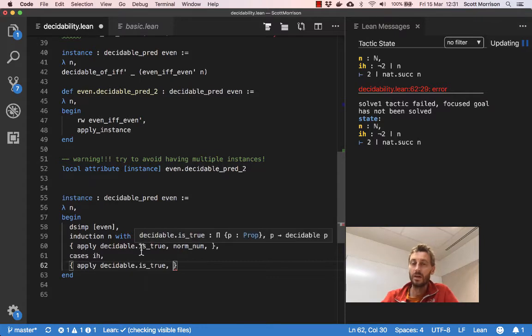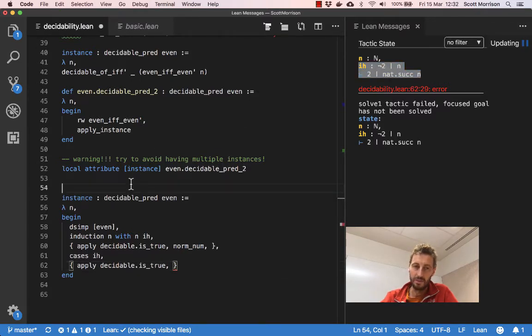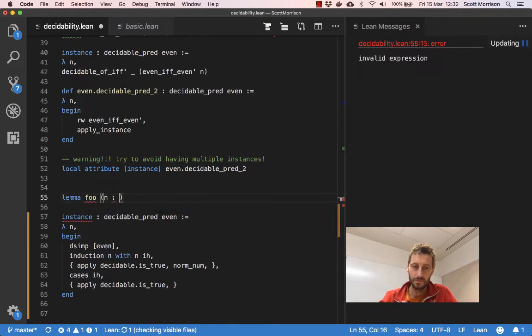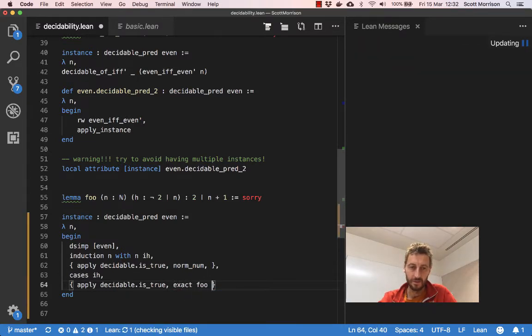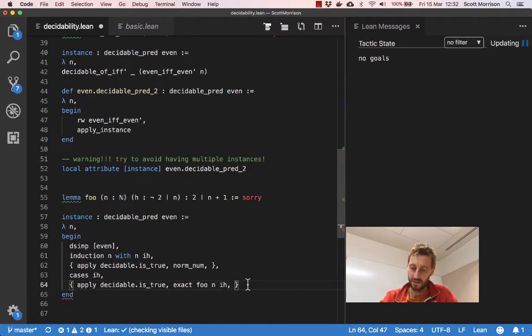So at this point, we've just got some fact here. So maybe let's just prove that as a lemma. You've got some natural number, and you have the fact that it's not the case that 2 divides n. Then you have that 2 divides n plus 1. That's presumably a provable lemma. And then in this case, we can just now write exact foo n and what was left of the induction hypothesis. And that should finish that goal.